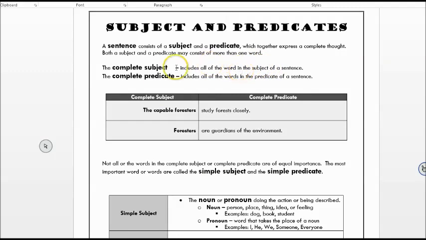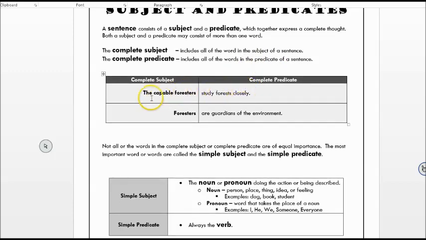The complete predicate includes your verb and then all the words that are linked to the verb, including any predicate complements, such as predicate adjectives, predicate nouns, or any direct and indirect objects.